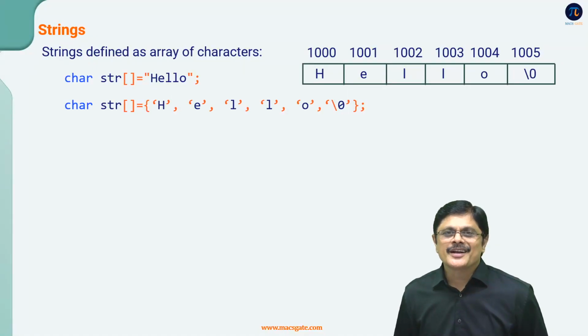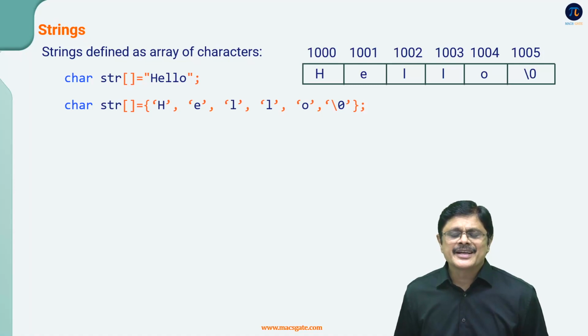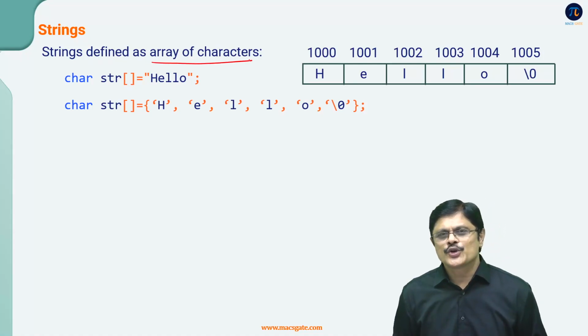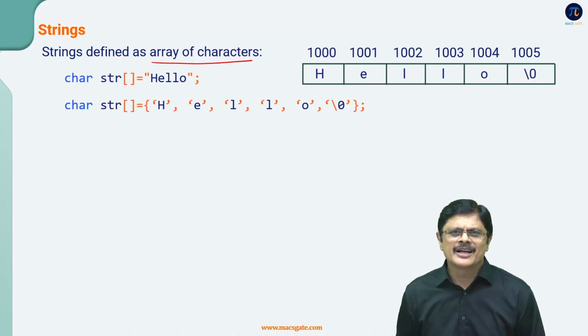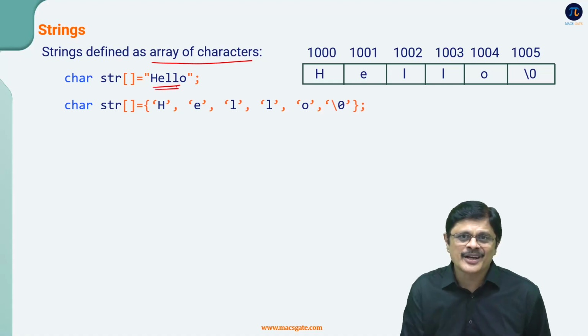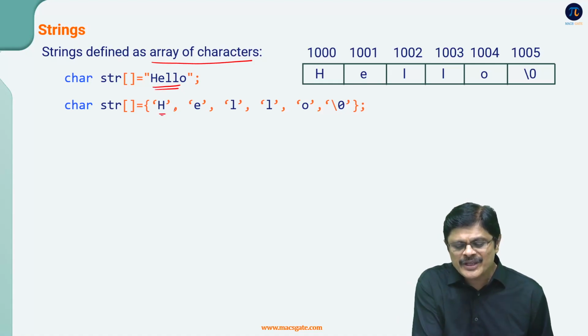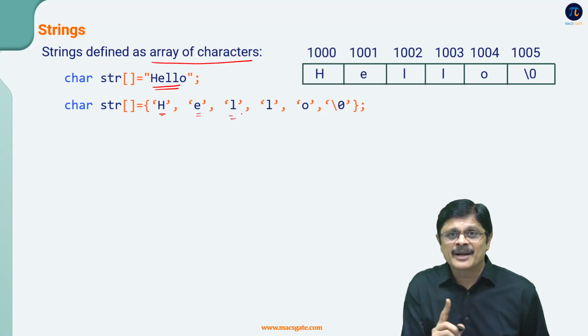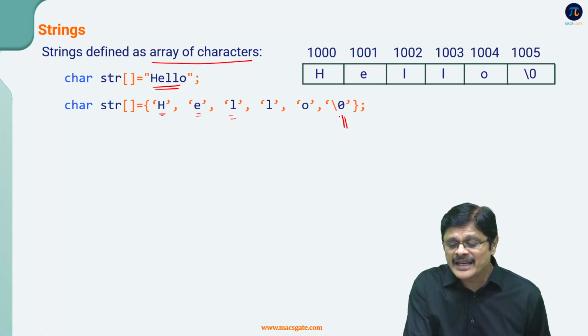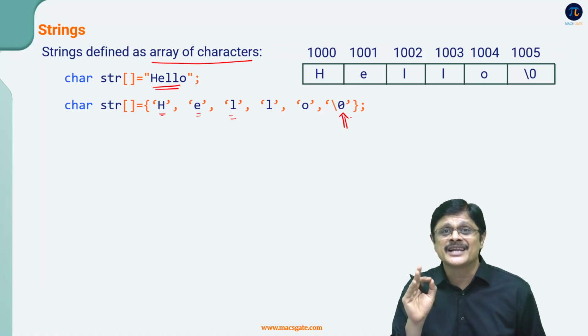Now let us consider strings. Strings are defined as arrays of characters. So you can define them similarly to the way you define one-dimensional arrays, but these are one-dimensional character arrays. There are two ways of initializing these strings. One is we can initialize with a string, or we can initialize with single characters. But remember, whenever you initialize in the second manner, we have to end it with \0, that is the null character, separately.